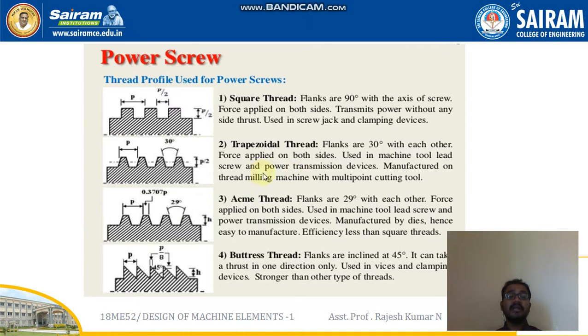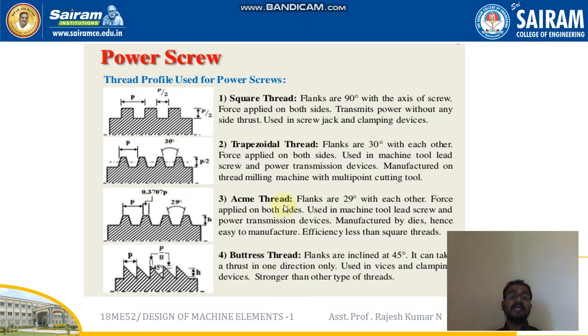You can see the applications are the same. They are manufactured by dies, hence they are easy to manufacture, and the efficiency is less than the square threads. And the last one is the buttress thread, the V thread, where the flanks are inclined at 45 degrees. It can take a thrust in only one direction.